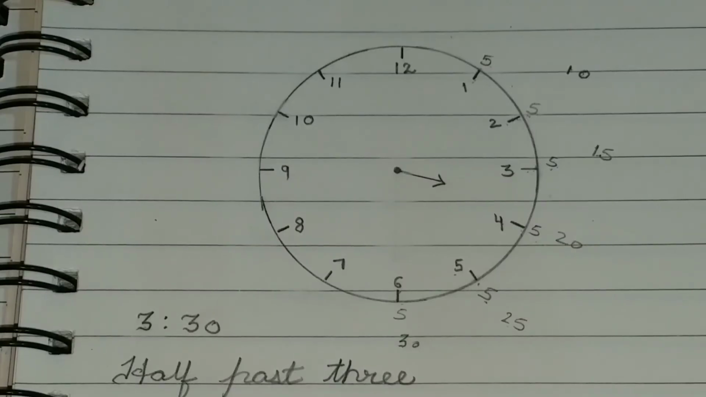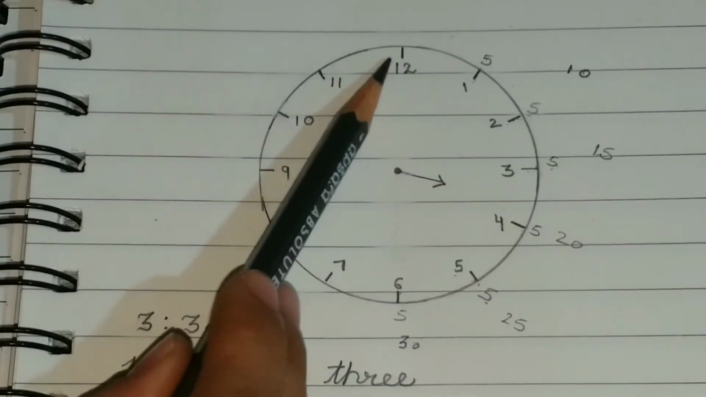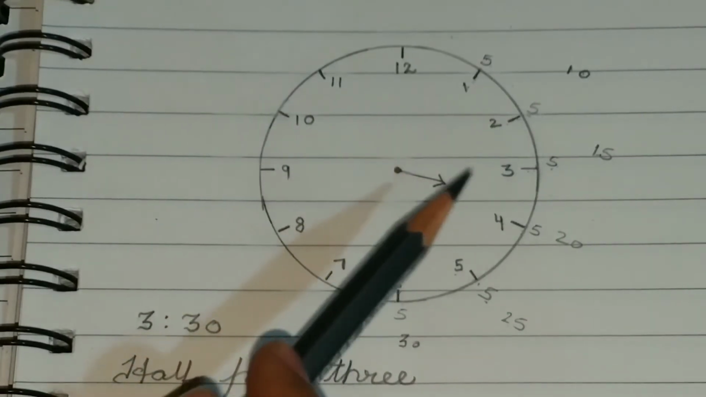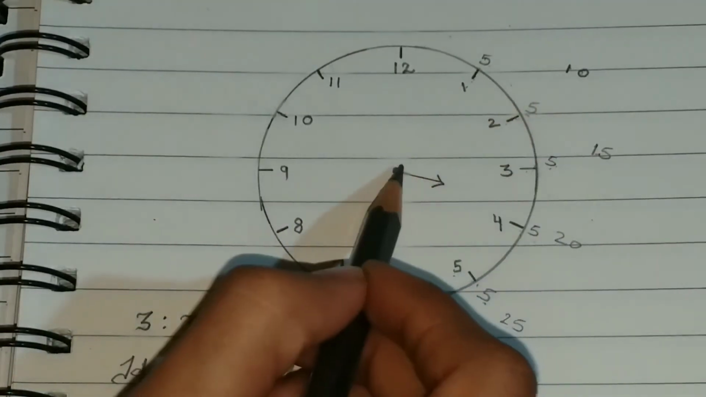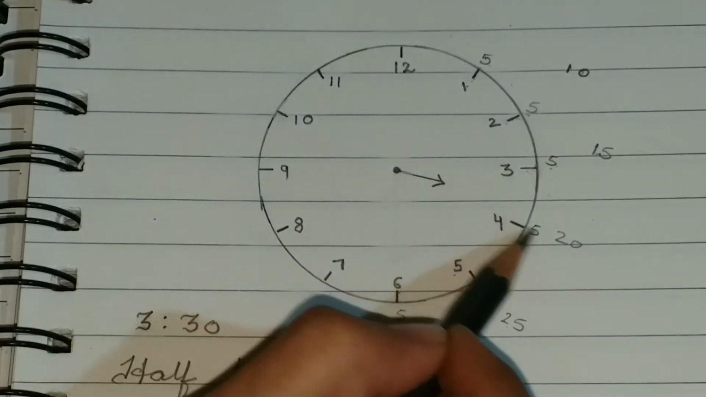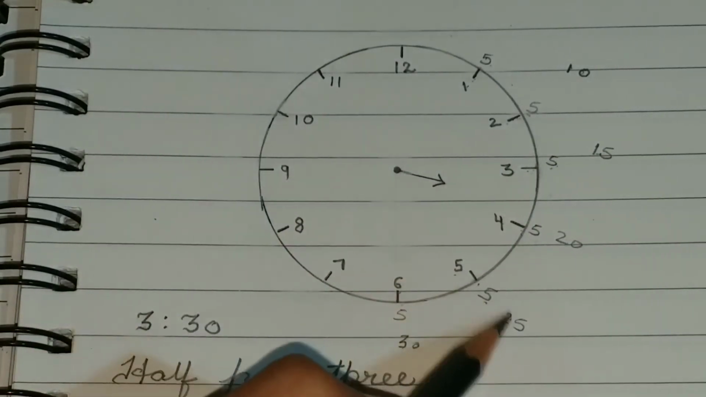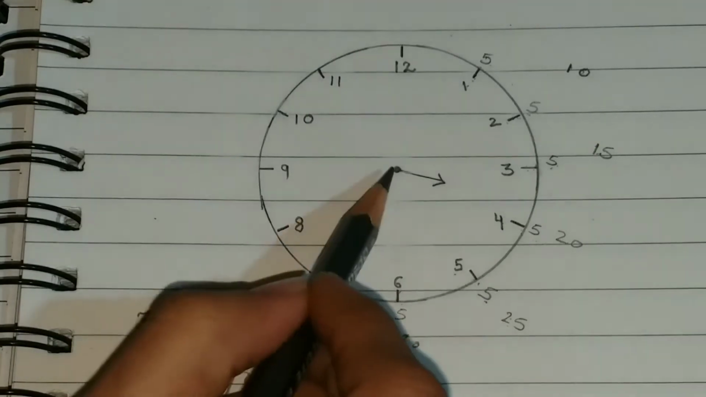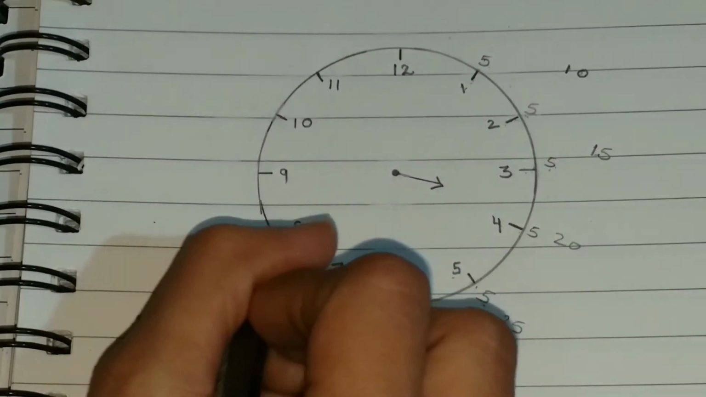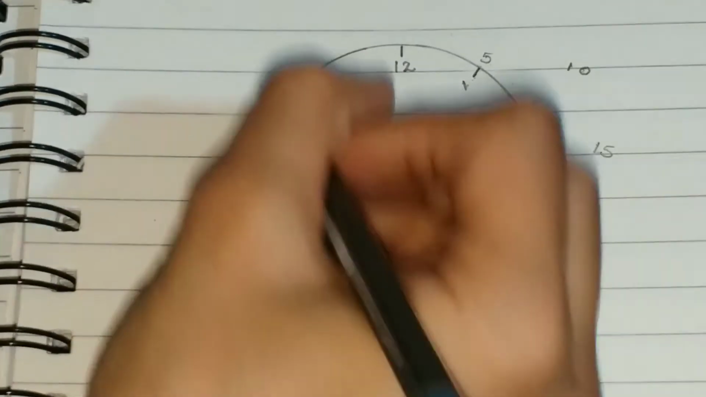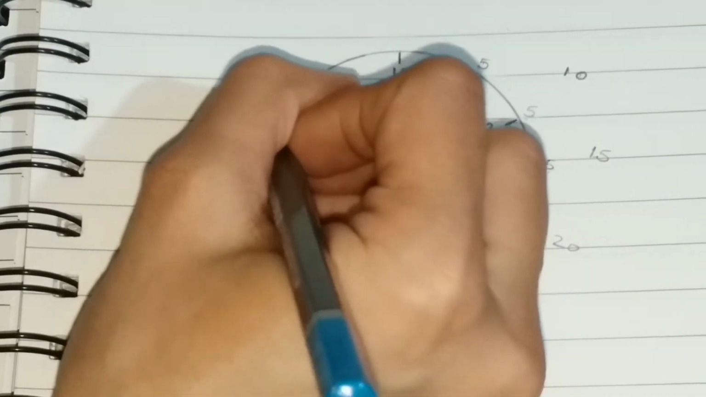Now children, have you observed that the minute hand follows the table of 5 each time it moves from one number to another? See, 5 ones are 5, 5 twos are 10, 5 threes are 15, 5 fours are 20, 5 fives are 25, 5 sixes are 30, 5 sevens are 35, 5 eights are 40, 5 nines are 45, 5 tens are 50, 5 elevens are 55, 5 twelves are 60.